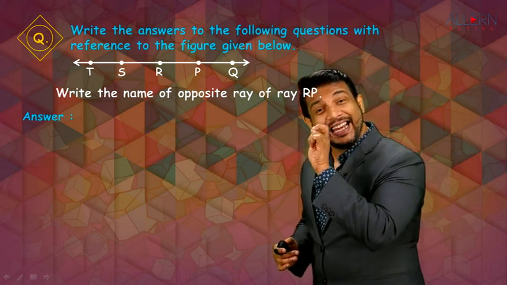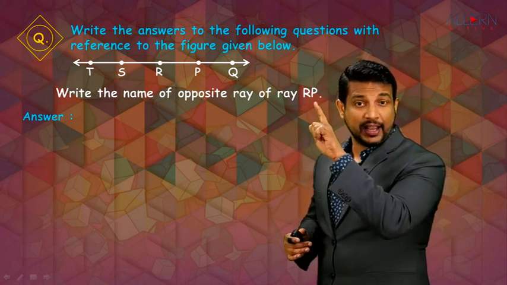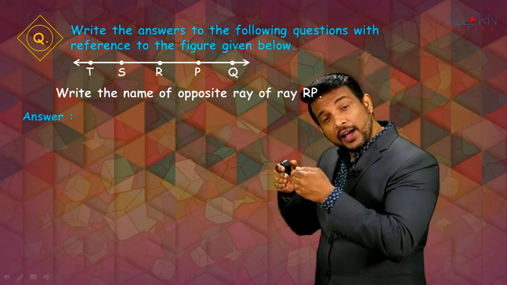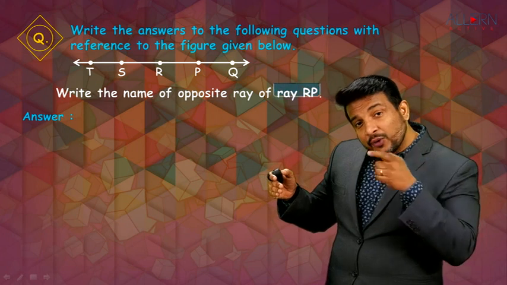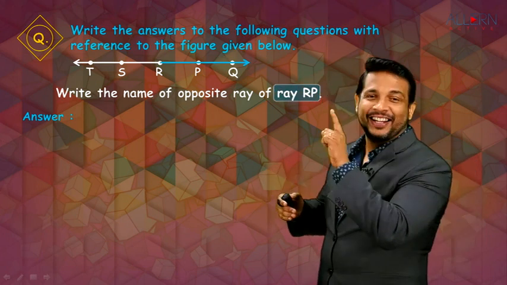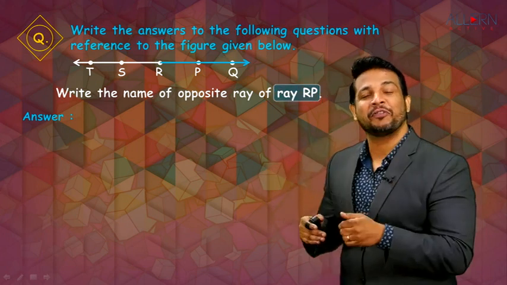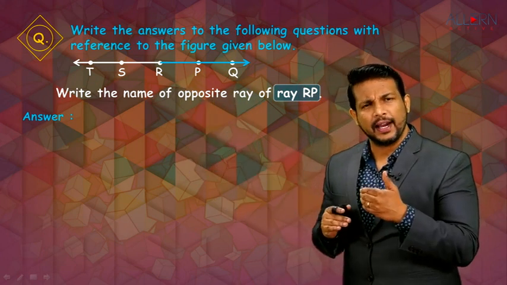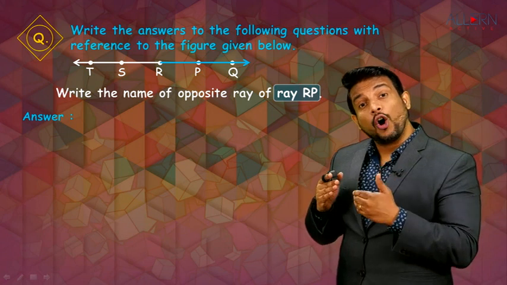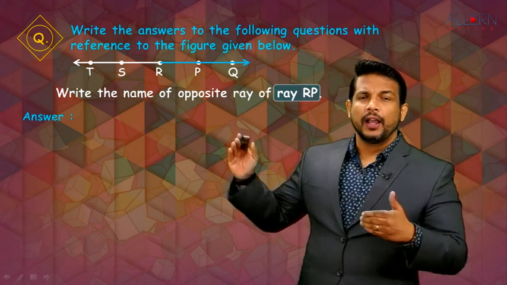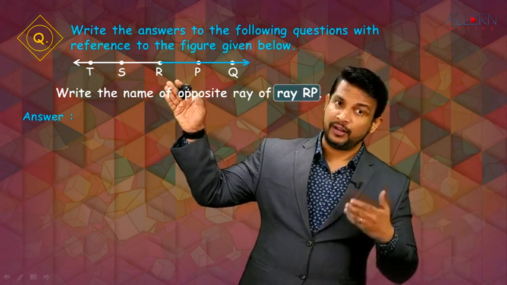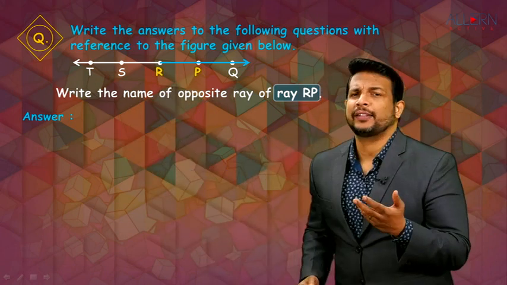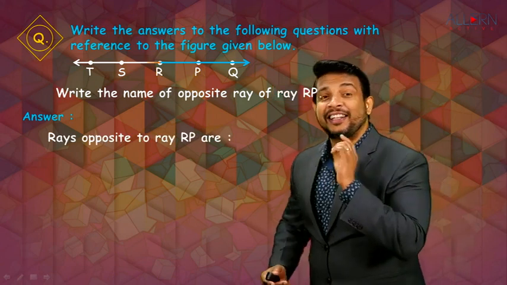So let's first identify ray RP. So when we say ray RP, the origin is R. It starts from R and moves in the direction of P. So identify there. It is R and moving in the direction of P, right? So that is ray RP. We are saying that we want the ray opposite to RP, right? That means it has to lie on the same line, that we know, starting from R, moving in the opposite direction. That means it is nothing but ray RT.